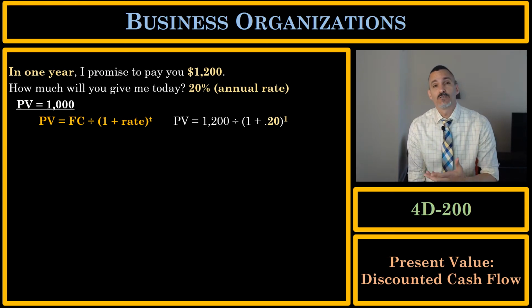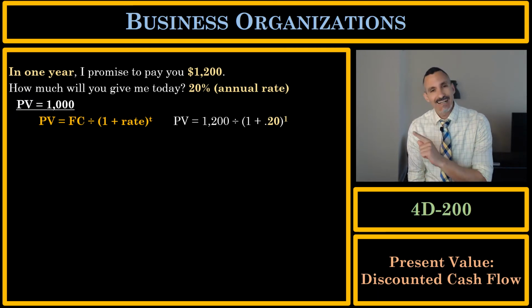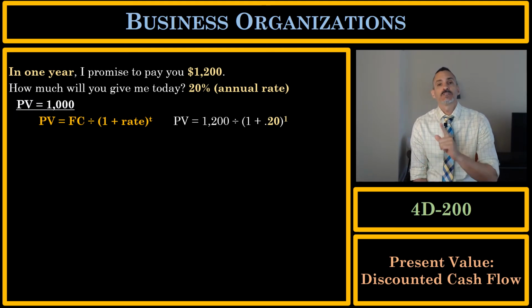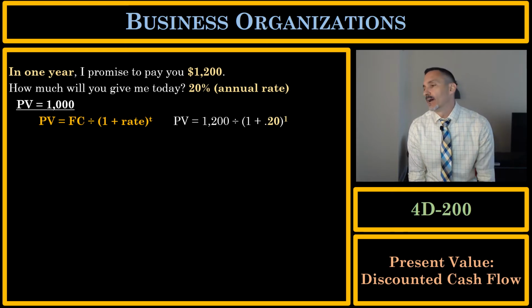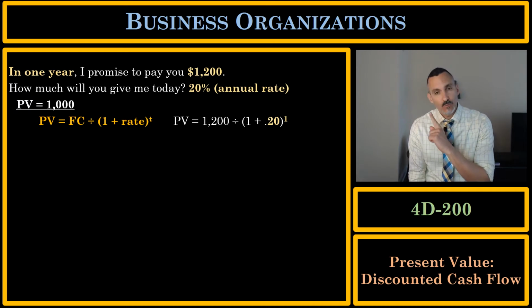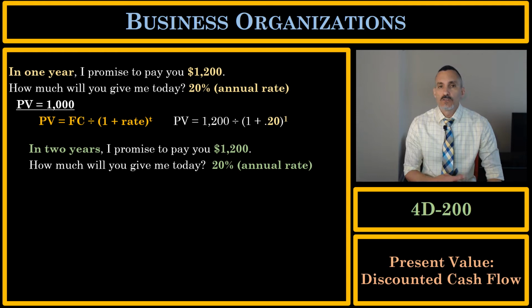Remember, 0.20 is 20%. So we do 1 plus 0.20, and then that t, that's just the time period. How many time periods? In this case, we said 1 year, and we're having a 20% annual return. And so that 1 is 1 year. It's not that hard. So we plug in the numbers, and we do the math, and the present value is $1,000.